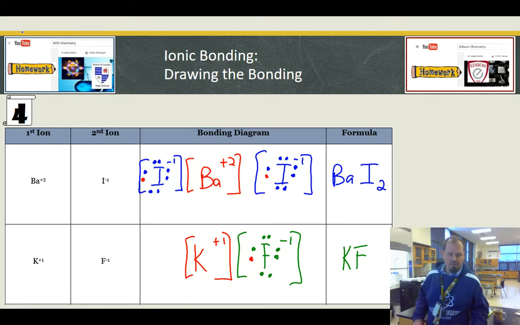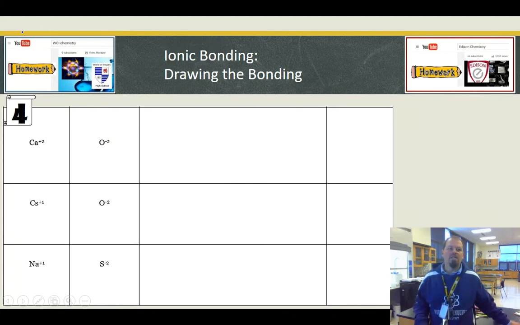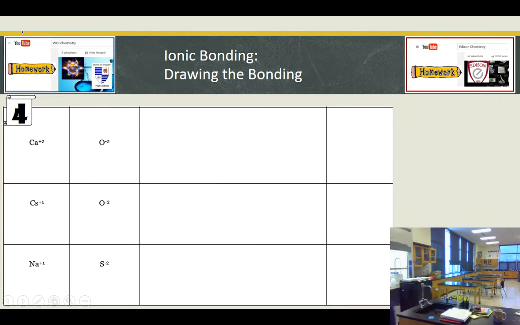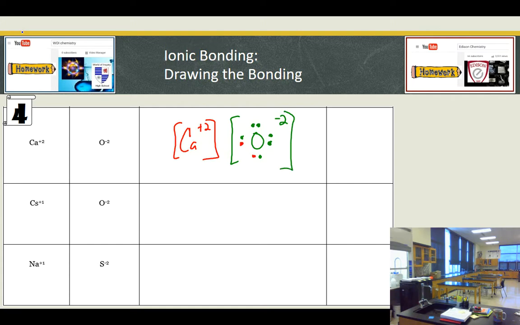Okay, getting the hang of this? I hope so. Ca with a +2 and O with a -2. So first draw the metal. I got a Ca with a +2. Give me my brackets. I don't need to put electrons on that. Then I got my O. O is 1, 2, 3, 4, 5, 6. But he's a -2 charge. So I get that -2 by picking up 2 electrons from calcium. And here, this is a good one. Ready? The +2 and the -2 go ahead and cancel each other right out. So I'm good. It's just Ca with an O.